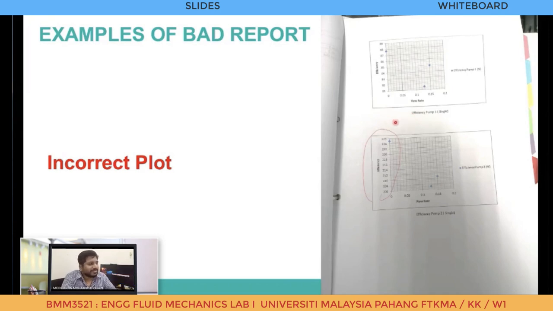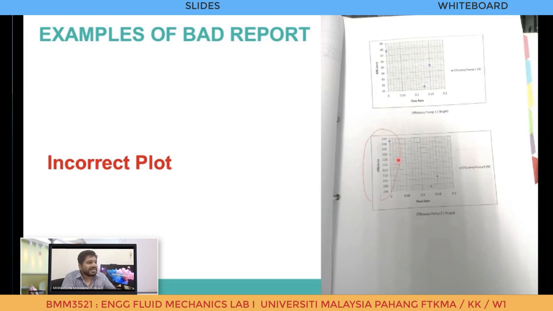Another problem. Here you can see for the efficiency in figure number 2, when the flow rate is 0, you can see the efficiency is 225. So how is it possible? Incorrect calculation and incorrect result.